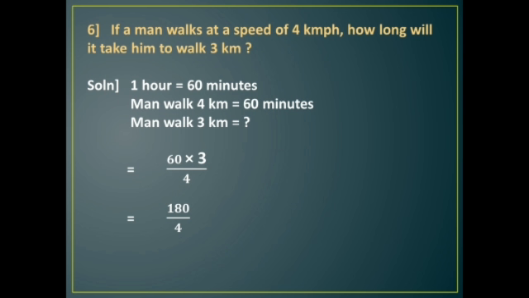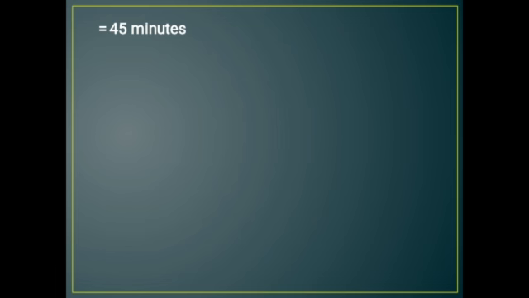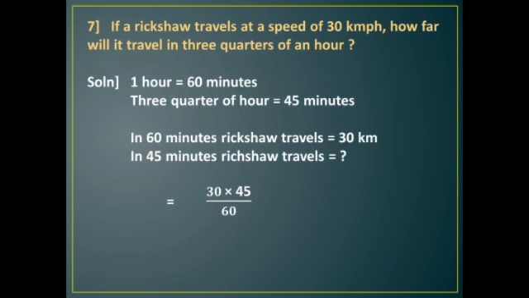So for 3 kilometers how much time he is taking, we don't know and we have to find that. So we will do the cross multiplication. 60 into 3 upon 4. So 60 into 3 is 180 upon 4, that is 45 minutes. So the answer: the man took 45 minutes to walk 3 kilometers.